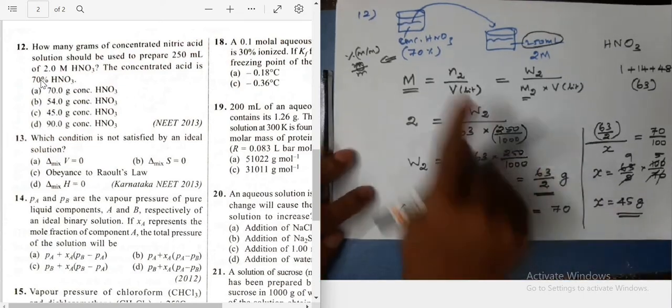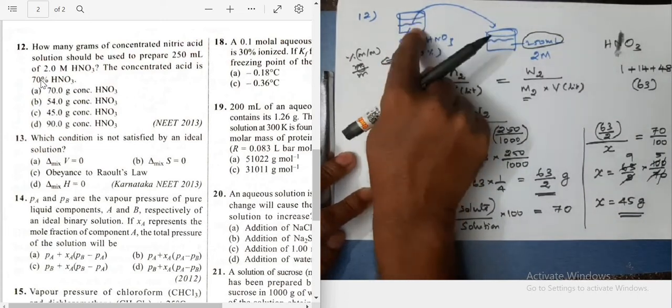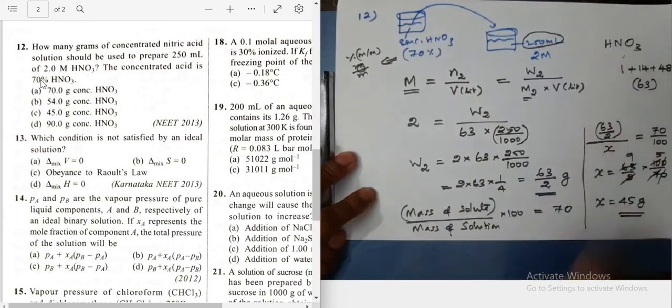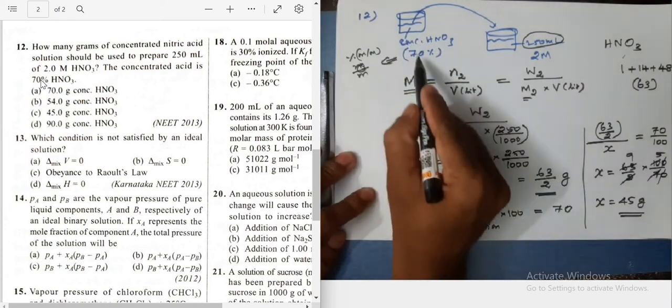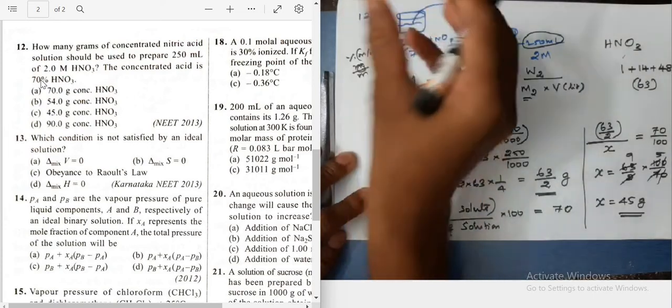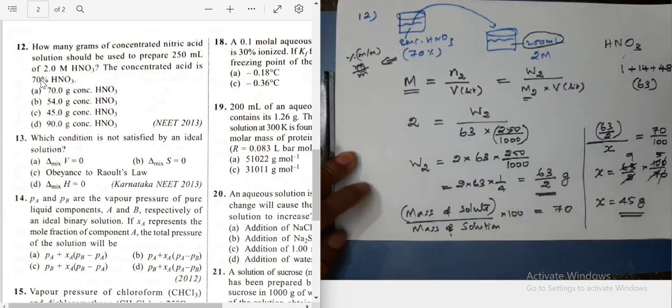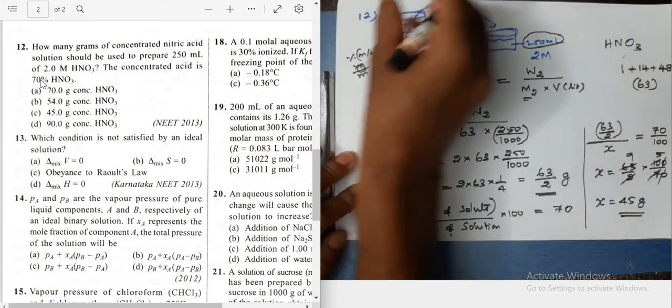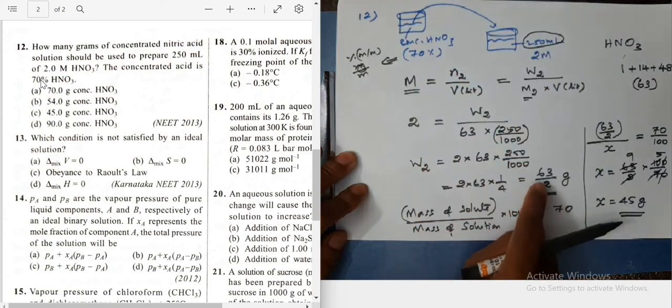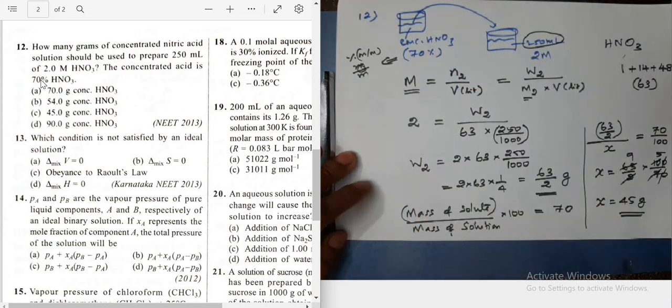What does this indicate? Students, observe carefully: if you take 45 gram of this solution, that 45 gram solution contains 63 by 2 gram of nitric acid. This is the weight of solution. So the correct option, the final answer, is 45 gram. The correct option is option C.